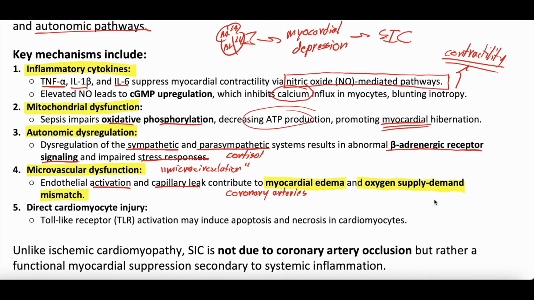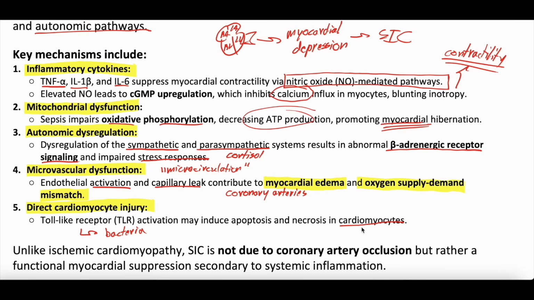And this mismatch between oxygen supply and demand, as well as some of the microvascular damage done by septic shock, can all lead to worsening cardiac function. And then last is this direct cardiomyocyte injury. So toll-like receptor activation of some of these myocardial cells. Toll-like receptors are these receptors on cells that are activated by kind of quote-unquote foreign invaders, foreign proteins, glycoproteins, lipopolysaccharides. All these can activate toll-like receptors on cells. The cells are essentially detecting that there's an invader in their midst, and these can lead to direct cardiomyocyte injury.